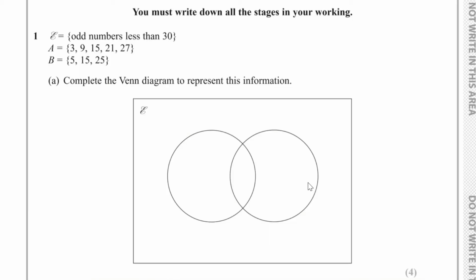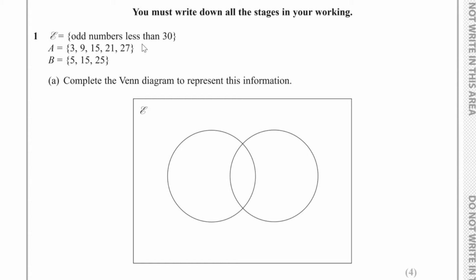For question number 1, we have a set of numbers which are odd numbers less than 30. The set A has numbers 3, 9, 15, 21 and 27. The set B has numbers 5, 15 and 25. For part A, we have to complete the Venn diagram to represent this information.